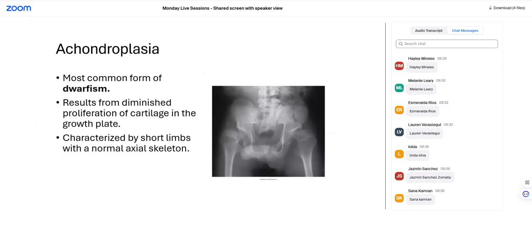Achondroplasia. The most common form of this is dwarfism. These are the short limbs, short arms, short legs, short limbs with a normal axial skeleton. It's resulted from diminished proliferation of the cartilage in the growth plate. So achondroplasia is your dwarfism, shortened limbs.